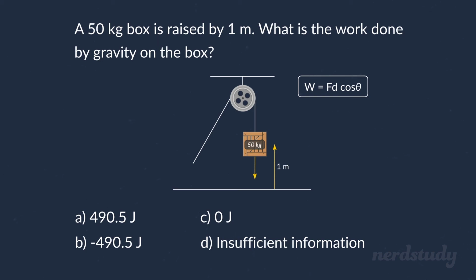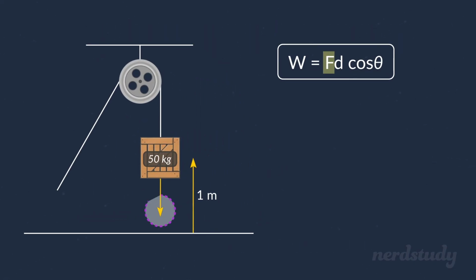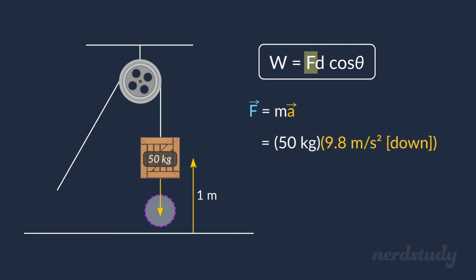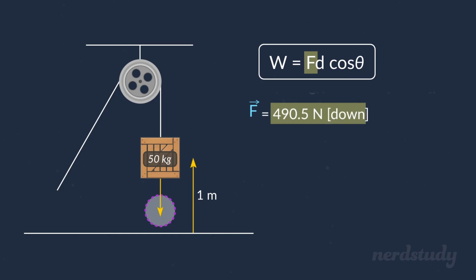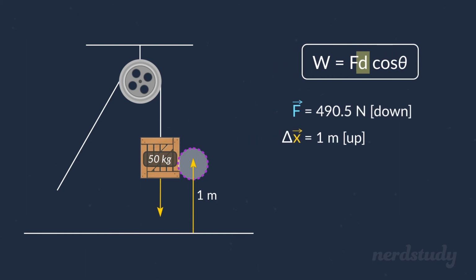Well, the answer is negative 490.5 joules. And how did we calculate that? First of all, we need to figure out the force of gravity on the box. To do that, we have to use Newton's second law. So let's pull that up. So here, we can actually substitute the mass and the gravitational acceleration into the formula to find that the force is 490.5 newtons downward. As for the displacement, we're given that it's 1 meter upward.